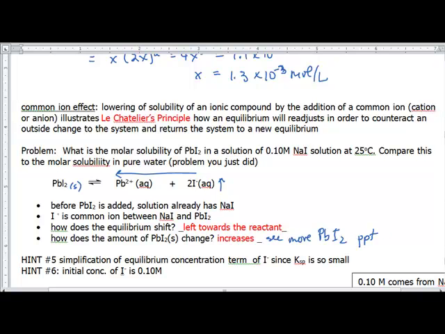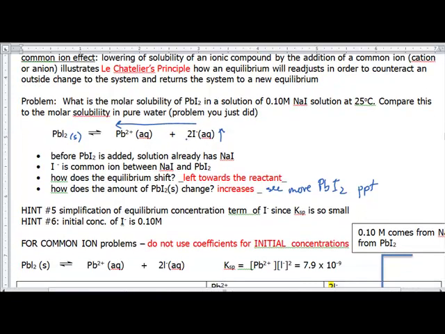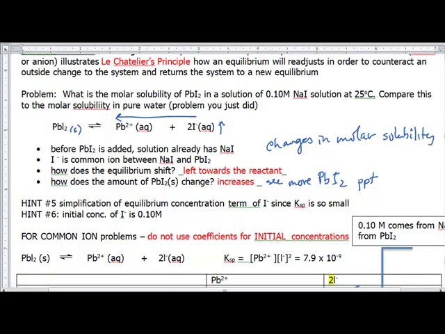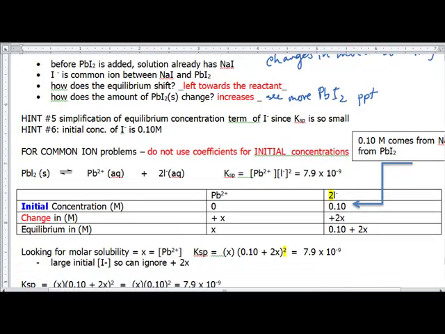How can we calculate this change in the solubility? That basically means I will have changes in the molar solubility. If I'm getting more precipitate, what does that mean? Well, let's find out. Let's look at the calculations.